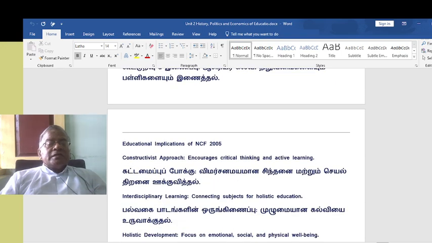Educational implications of NCF 2005, constructivist approach, encouraging critical thinking and active learning.